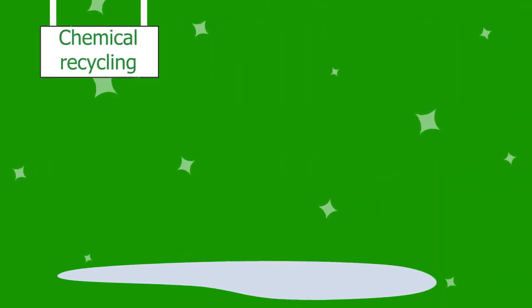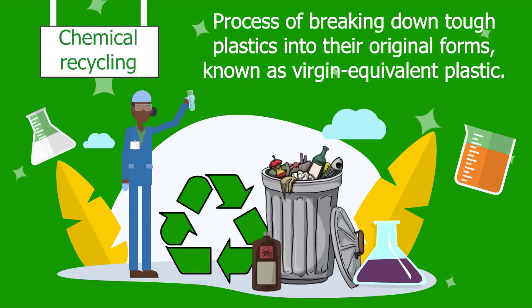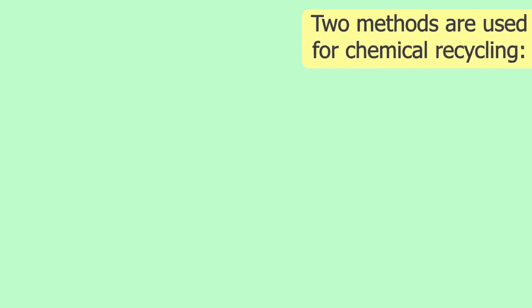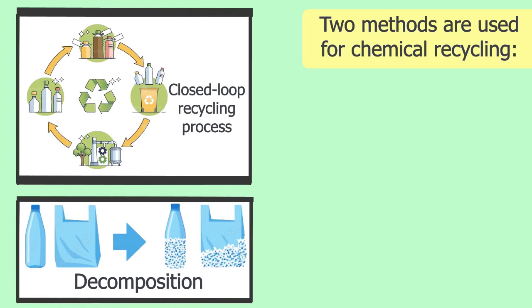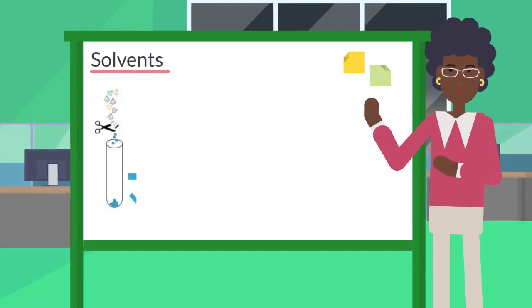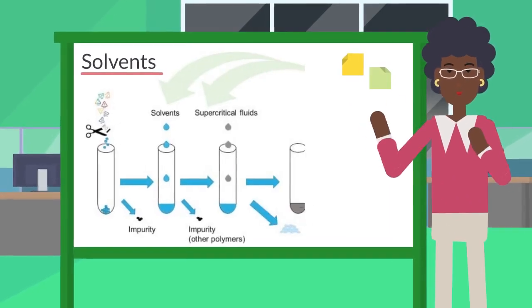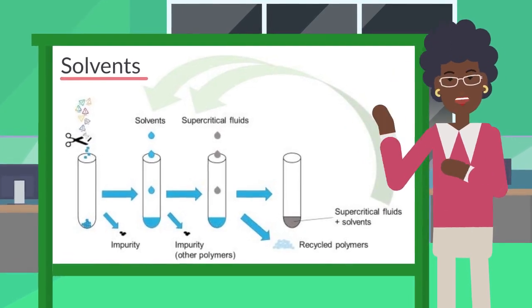Chemical recycling. Chemical recycling is the process of breaking down tough plastics into their original forms, known as virgin equivalent plastic. Two methods are used for chemical recycling: closed-loop recycling process and decomposition. Both methods break down polymers into smaller molecules or monomers that can be used to create new recycled plastics and other chemicals. Solvents are used to separate the polymers from additives or contaminants, leaving pure recycled plastic in the end.